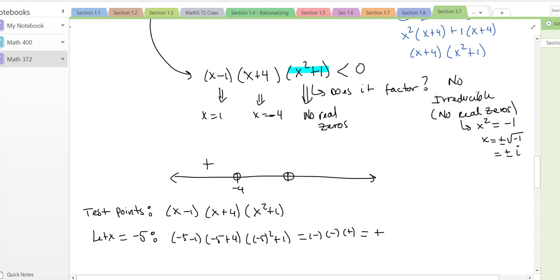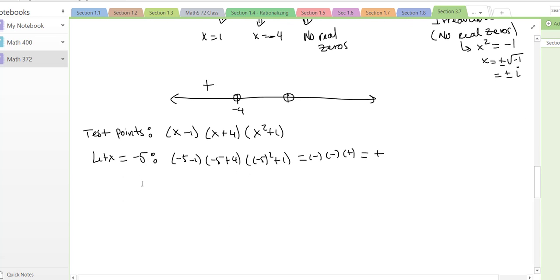Okay, we're looking for things that are less than 0. So less than 0 means we want the product to be negative. So let's check the next region. So, I didn't write the region for the first one, but in negative 4 to 1, I didn't write the 1 there. So in negative 4 to 1, let x be 0.